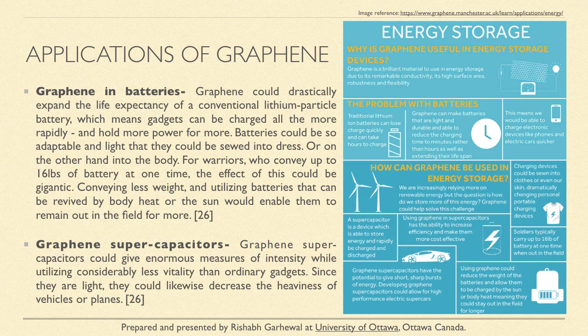Graphene supercapacitor. Graphene supercapacitors could provide massive amounts of power while using much less energy than conventional devices. Because they are light, they could also reduce the weight of cars or planes.